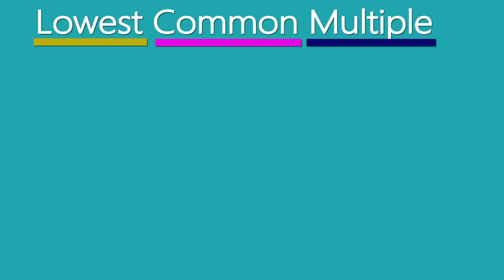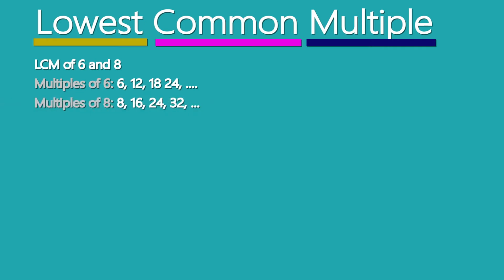So to find the lowest common multiple of, for example, 6 and 8, we would list all of the multiples of 6, that's the 6 times table: 6, 12, 18, 24. Then we would list all the multiples of 8: 8, 16, 24, 32. I could do more, I'm not going to, because I've already found a common multiple and that is 24. Therefore, 24 is the lowest common multiple, sometimes we call it just the LCM, of 6 and 8.